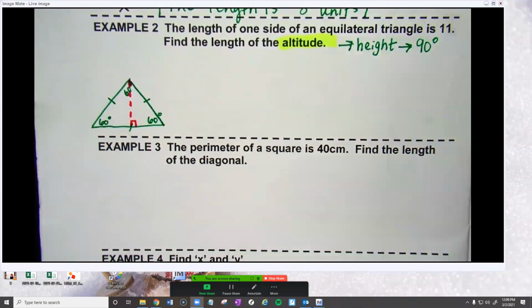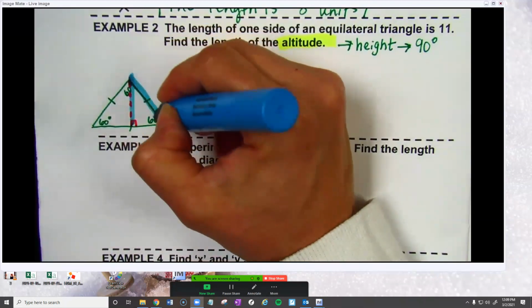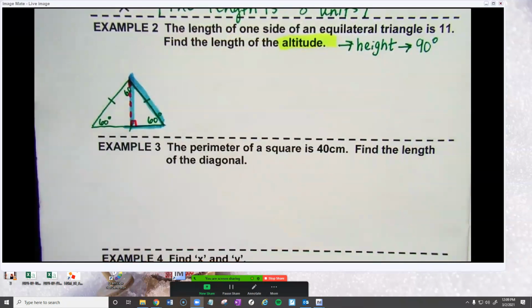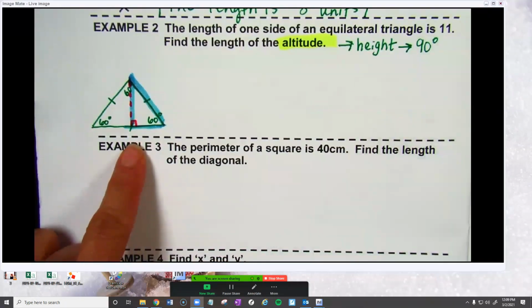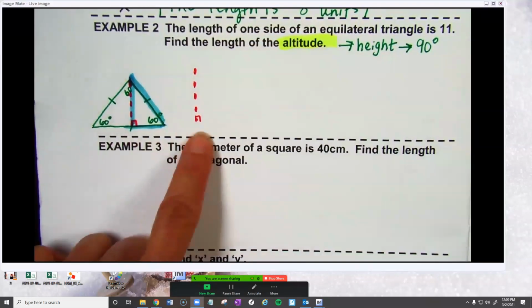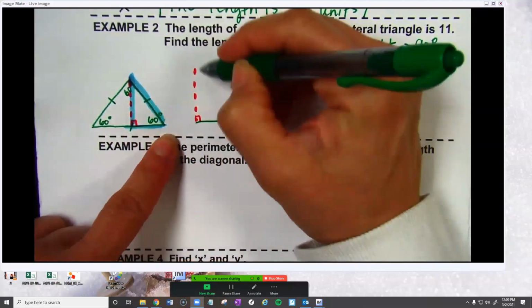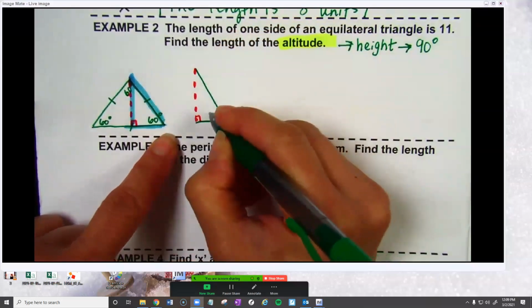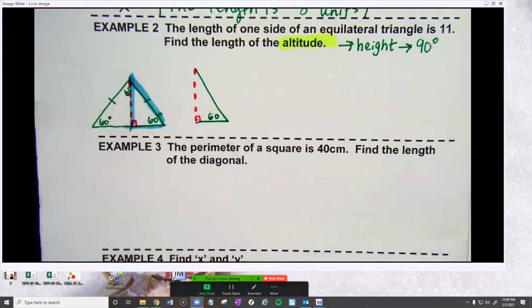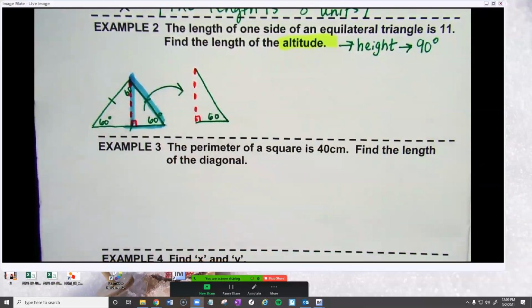So listen, what I'm going to do is highlight this right side, and do what's called an exploded view. I'm just going to redraw the part we need. Remember, that was the height. I'm just going to draw this right half here. I'm going to redraw that 60.